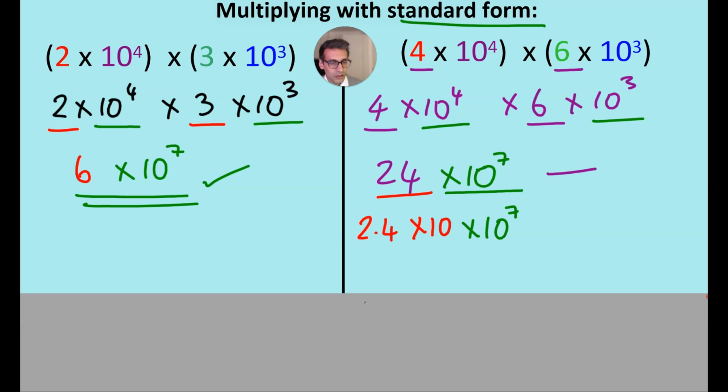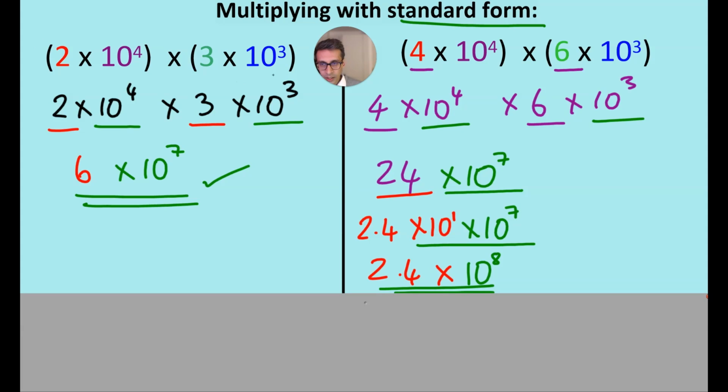So this expression here and this one here are the same value. 2.4 times 10 is just another way of writing 24. Now the reason you do this, you probably realized, is this is 10 to the power 1. So we're now going to simplify this as 2.4 times, and then using laws of indices here, we're going to do 10 to the power 1 times 10 to the power 7, which is 10 to the power 8. And this is our final answer.